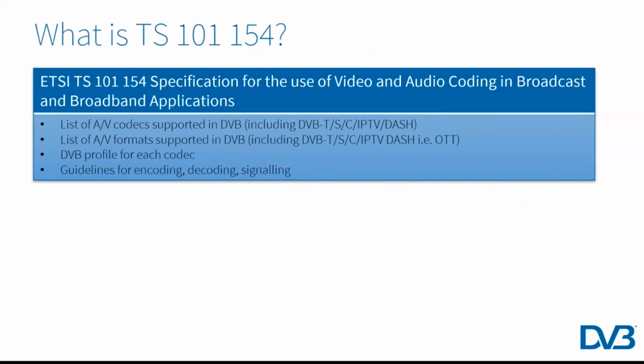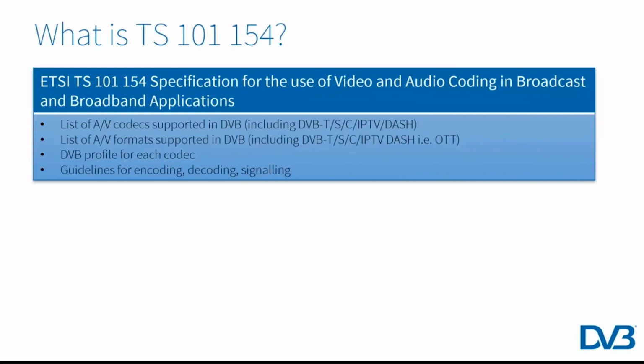So in TM-AVC, our main standard is TS 101 154. It's called Specification for the Use of Video and Audio Coding in Broadcast and Broadband Applications. What is it? Basically, it's a DVB codec toolbox. It lists the codecs and formats, audio-video codecs and formats, of course, supported in DVB on all DVB delivery paths. So it means terrestrial, satellite, cable, but also managed IPTV and OTT, such as DVB-DASH, which is really the DVB profile of the MPEG-DASH standard.